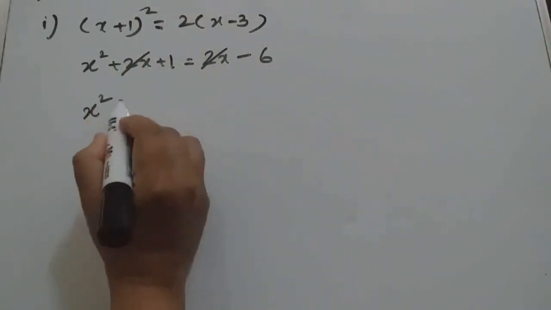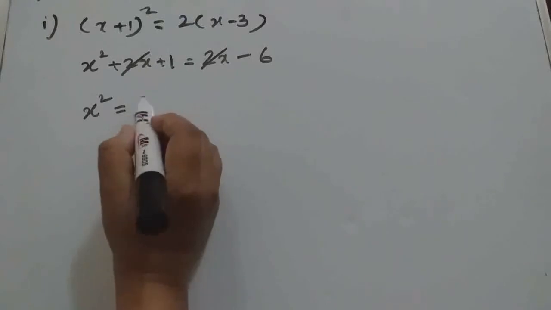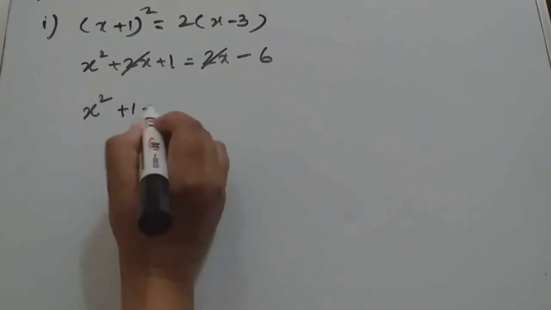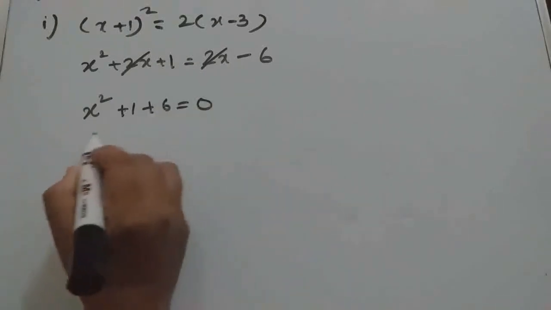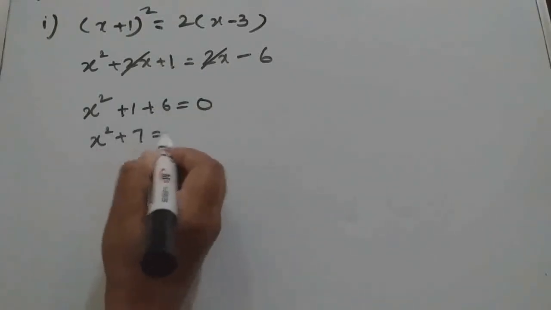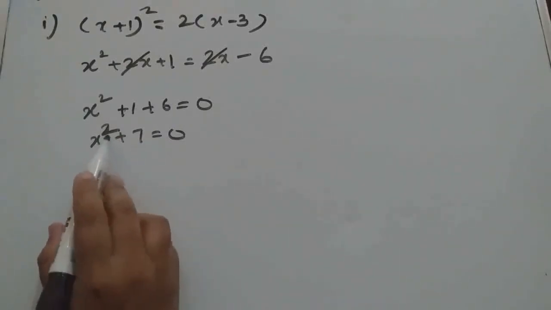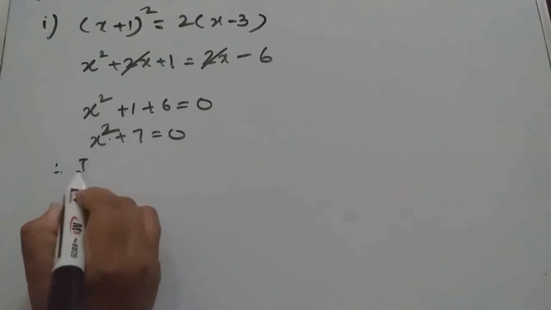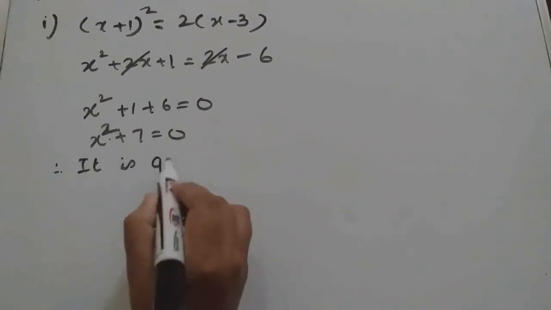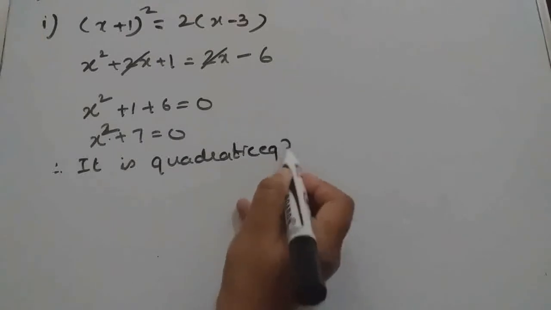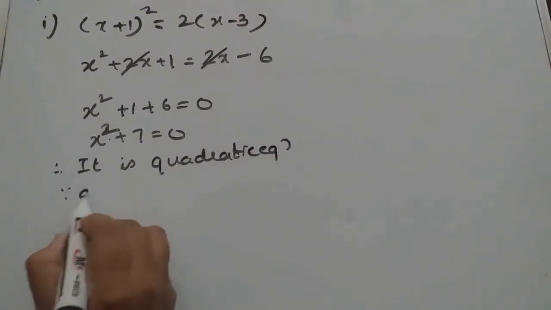So x square equals to x square plus 1 and this minus 6 will shift here plus 6. So x square plus 7 equal to 0. Okay. So degree of this equation is 2. So therefore it is a quadratic equation. We can say since degree is 2.